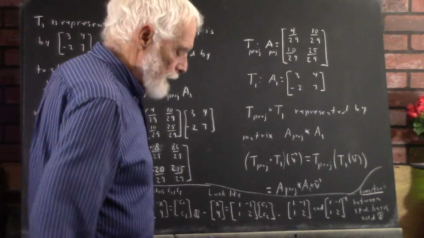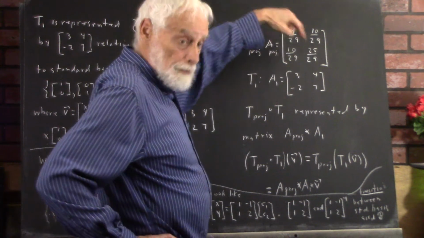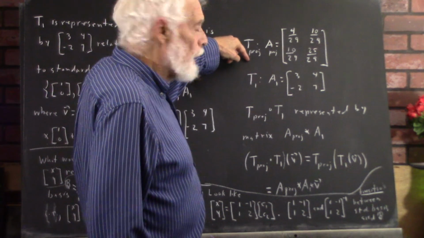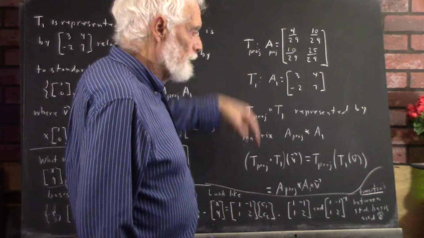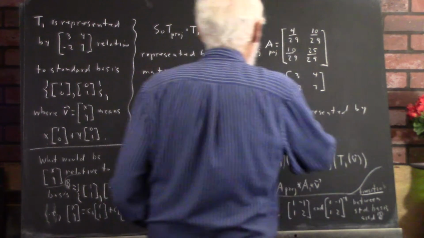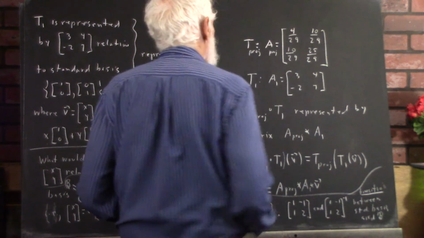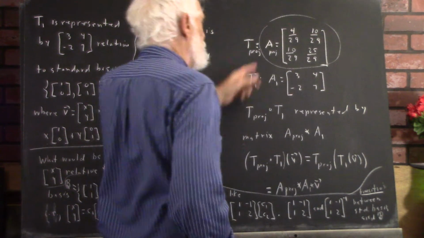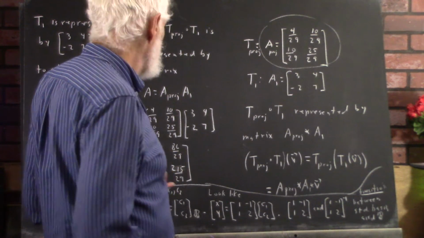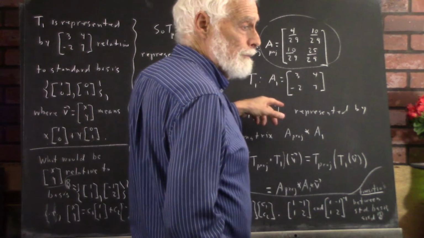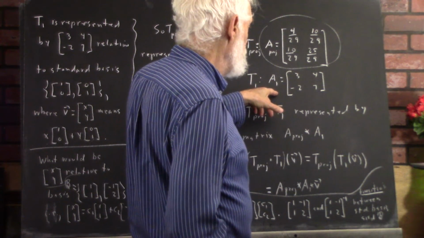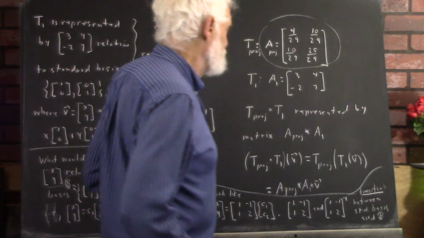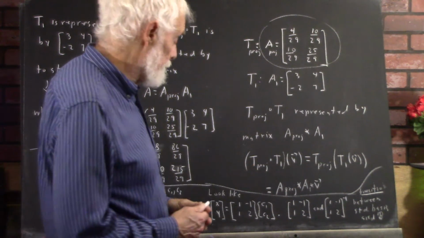Okay. Now let's just say we use our projection matrix. Our transformation T sub proj is our transformation matrix, and there's supposed to be a colon here indicating that we're going to use this matrix to represent the projection matrix. And then we have T1, which is going to be represented by A1, and just arbitrarily I wrote 3, 4, negative 2, 7.